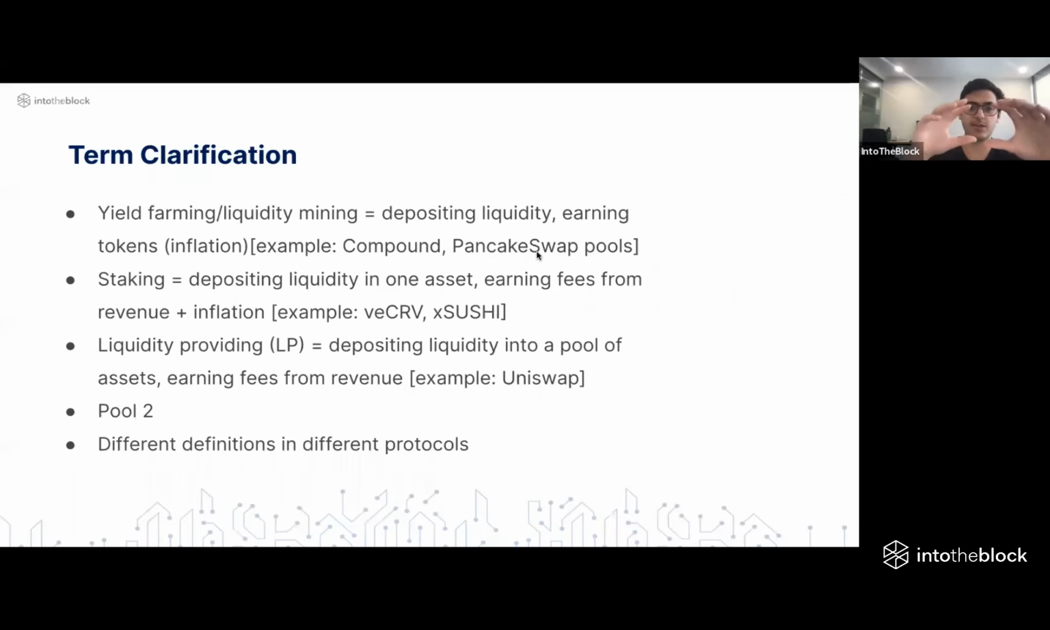You earn Cake. And then that Cake you can deposit into a staking pool to earn more APY on top of the rewards. So it's sort of like a reward on top of your reward.